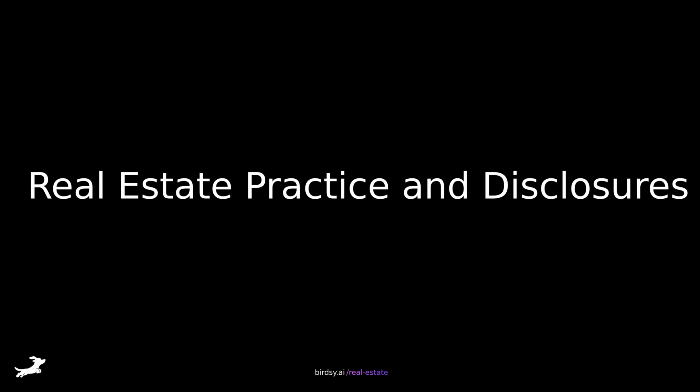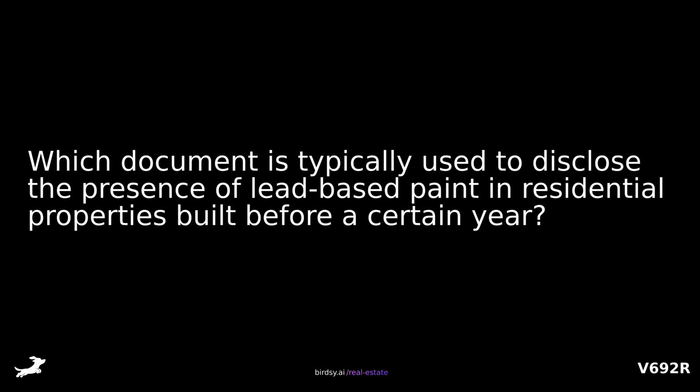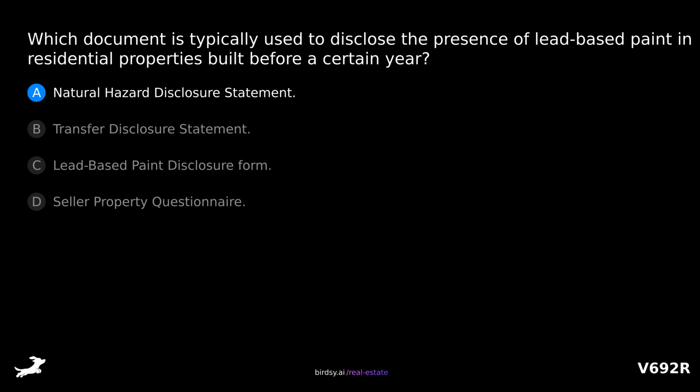Real estate practice and disclosures. Which document is typically used to disclose the presence of lead-based paint in residential properties built before a certain year? Is it A, natural hazard disclosure statement, B, transfer disclosure statement, C, lead-based paint disclosure form, or D, seller property questionnaire? The correct answer is C, lead-based paint disclosure form.